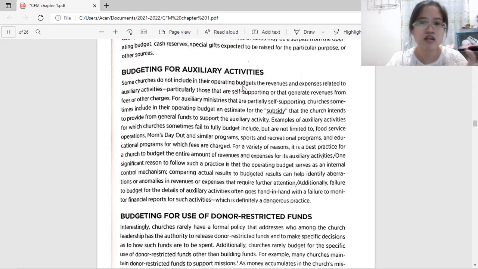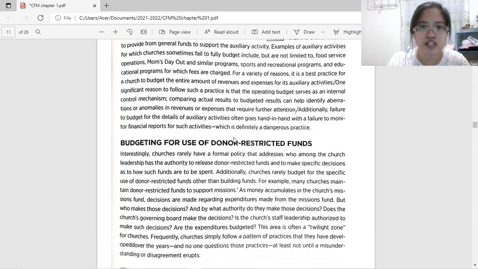Okay, so in that sense, those are considered auxiliary activities. They do not include it in the main budget, and they simply create a separate budget for it. So for the most part, it's for those kinds of activities: fellowship, sudden outings, or sudden activities. That's just an example, but there might be others.